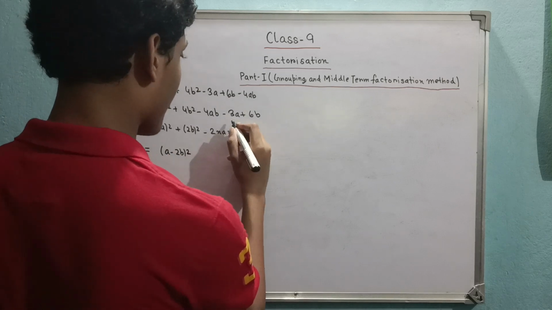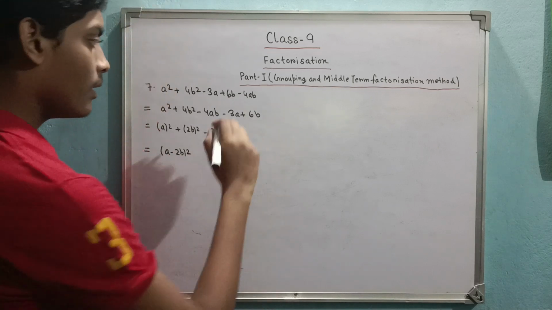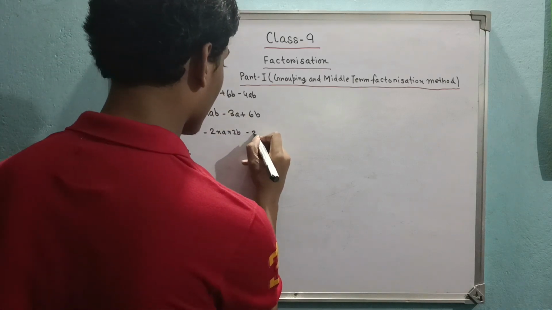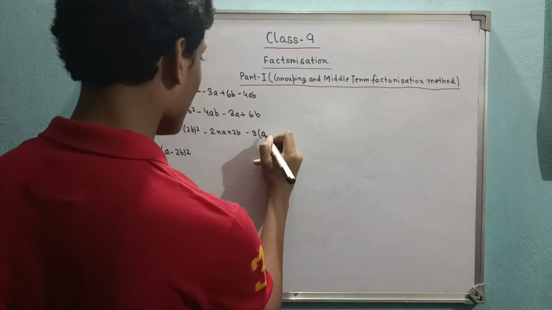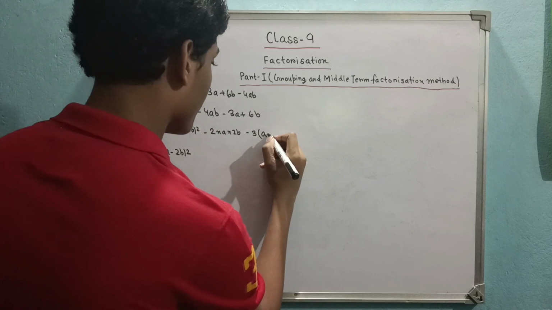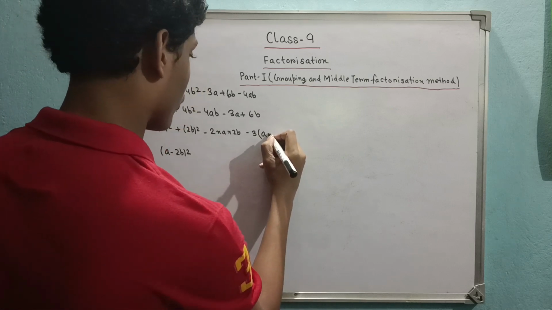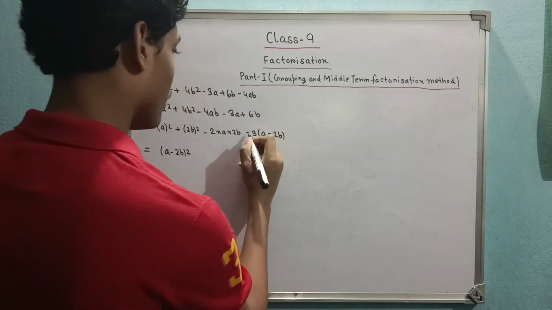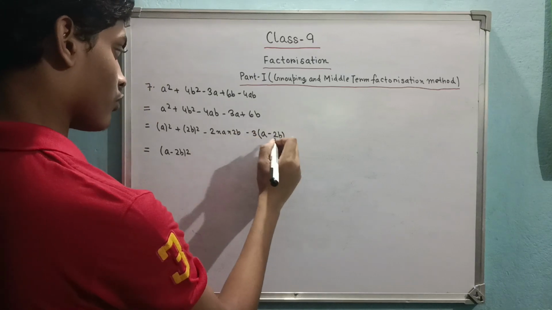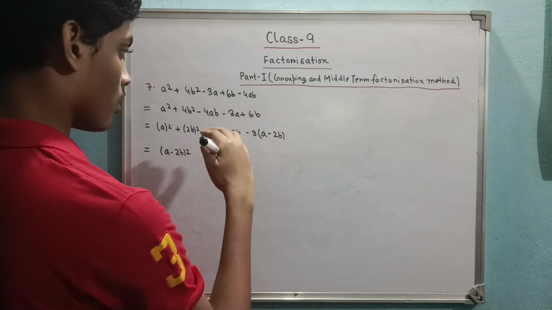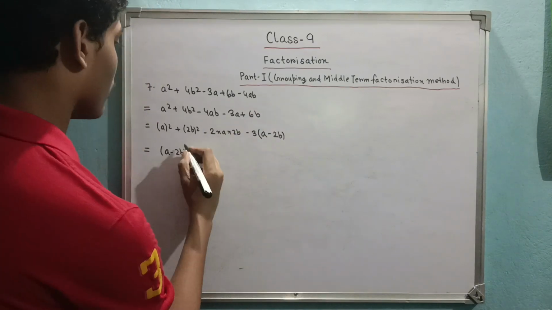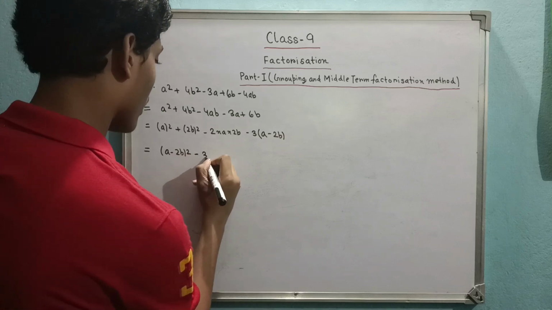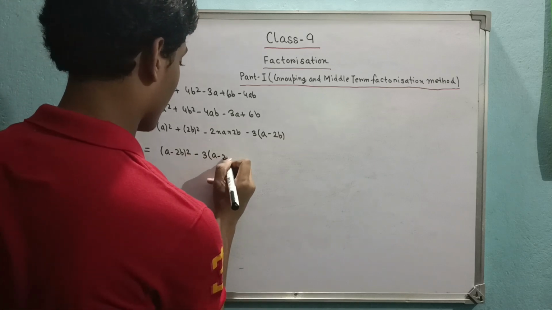So I can now write this as a minus 2b whole square. And here also we have minus 3a plus 6b. Let us take the minus 3 common and write a minus 3 into a plus 2b. Sorry, minus 2b, yes. This will be minus 3a minus 3 into minus 2 plus 6b, not violating anything. So this will be a minus 2b whole square minus 3 into a minus 2b.